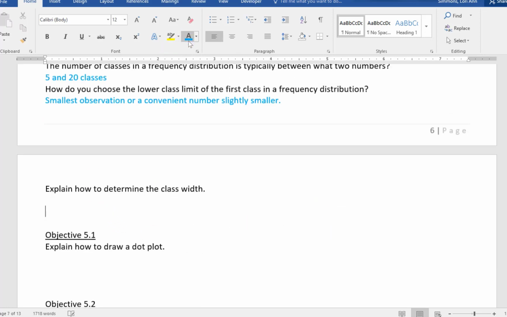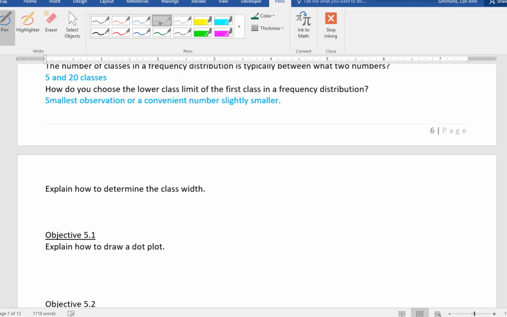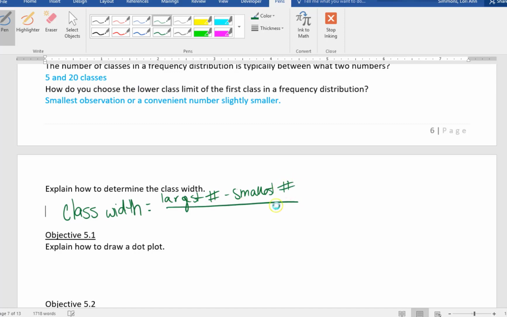And then how to determine the class width. Again, let's write that definition down just so you have it. We already used it up above. The class width equals the largest number minus the smallest number, all divided by the number of classes.